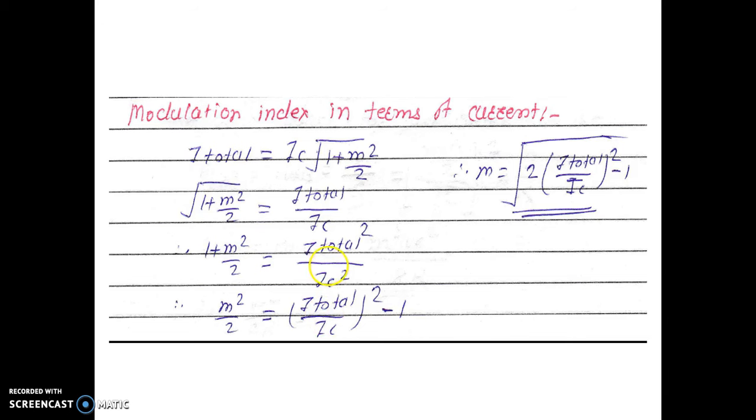Now see the modulation index in terms of current. I total is equal to, as we know, IC in bracket square root of 1 plus m square by 2. Taking the square root, 1 plus m square by 2 is equal to I total divided by IC, so 1 plus m square by 2 is equal to I total square divided by IC square. Simplifying, we get m is equal to square root of 2 in bracket I total square divided by IC square minus 1. This is the modulation index in terms of total current.